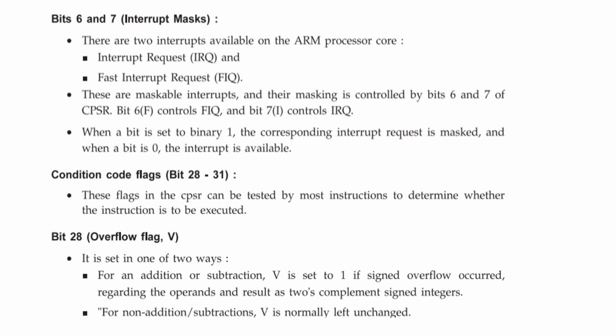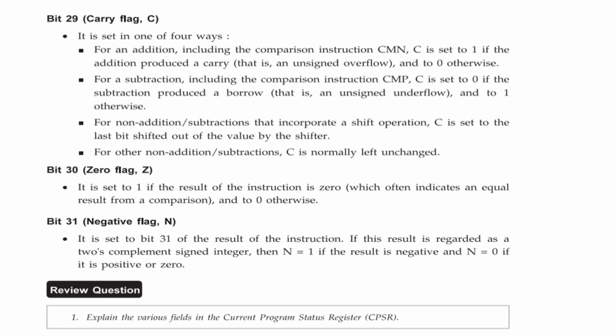Then the condition code flags, bit number 28 to 31. This we have seen again, where these flags in CPSR can be tested by most instructions to determine whether the instruction is to be executed. Bit number 28, as we saw, is set to 1 in one of 2 ways. For an addition or subtraction, V is set to 1 if signed overflow occurred regarding the operands and result as 2's complement signed integers, or for non-addition or subtraction, V is normally left unchanged. They do not affect it. Carry flag, bit number 29, is set to 1 in one of 4 ways.